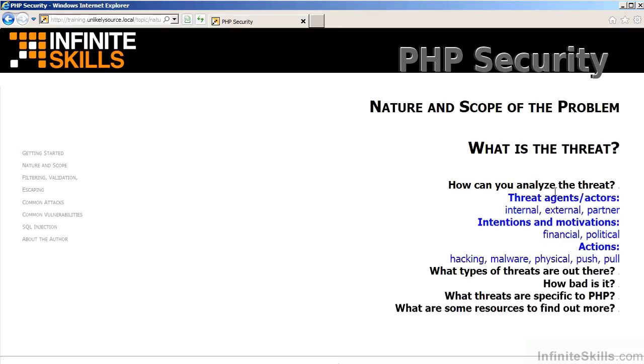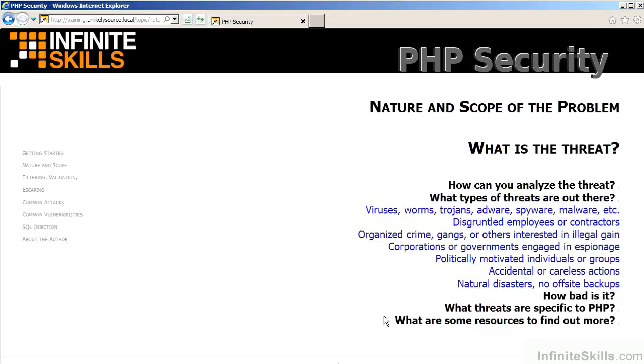We talked about how can you analyze the threat. The threat can be analyzed in terms of threat agents or actors, which could be internal, external, or partners. Intentions and motivations, which generally are financial or political. Actions, which could include actual attacks in the form of hacking, malware, physical attacks, and directionality, push or pull.